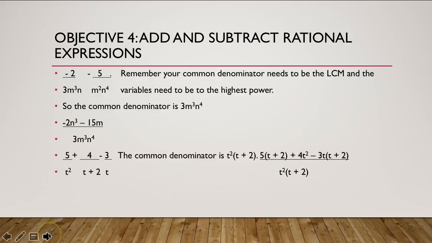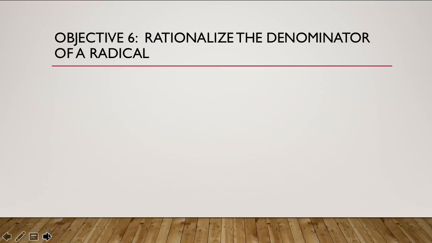Then you're going to actually have to distribute that out so that you get 5t plus 10 plus 4t squared minus 3t squared minus 6t. Remember, your minus sign has to go through with everything. All over t squared times t plus 2, and then you're going to set that equal to t squared minus t plus 10 over t squared times 2 plus t.